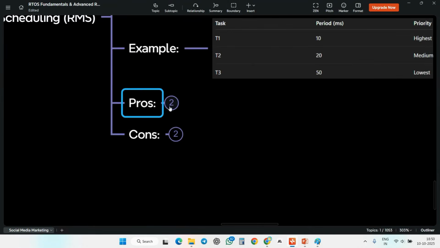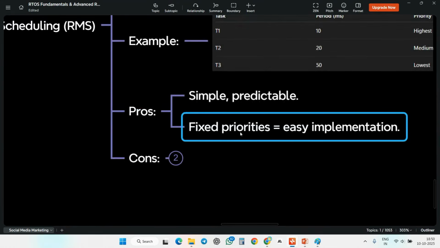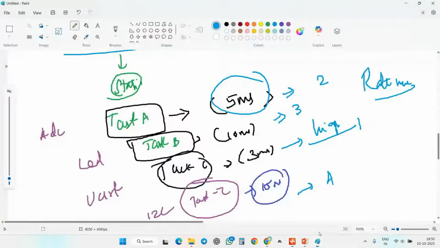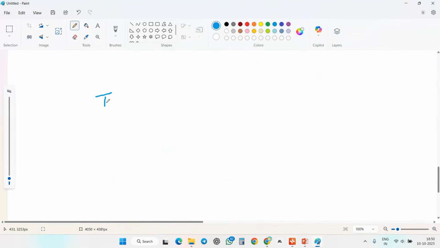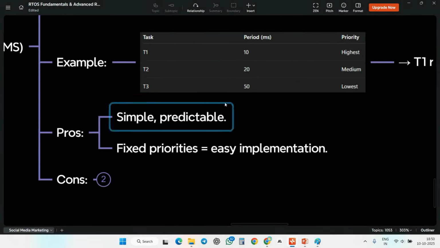And what are the pros? It is simple and predictable. Fixed priority means easy implementation, because we already discussed fixed and dynamic priority. Rate monotonic comes under the fixed, which is called static priority. Because we fix the priorities before scheduling the tasks, this is the way it is going to run.